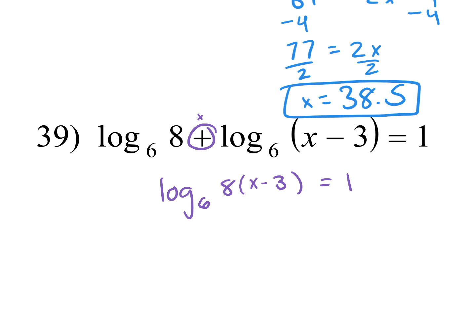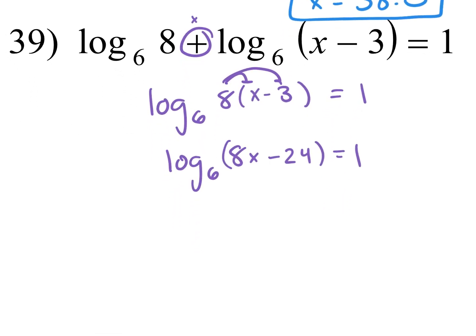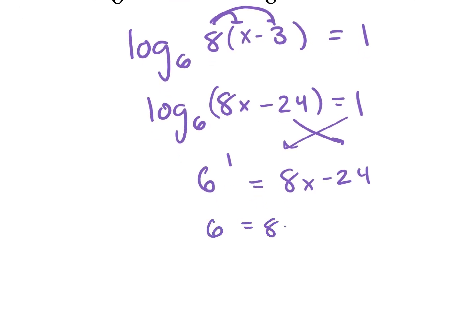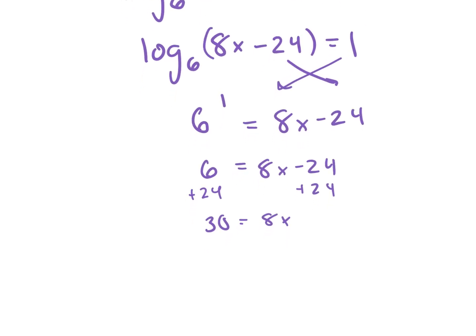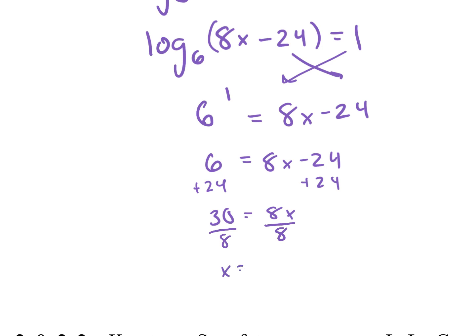What should I do next? You should distribute the 8. We can distribute the 8. So I have log base 6 of 8x minus, what's 8 times 3? 24, and that's equal to 1. And then what should I do? Put it in exponential form. So I have 6. What's my exponent? 1. So 6 to the power of 1 is equal to 8x minus 24. What's 6 to the power of 1? 6. Just 6. Then what should I do? Add the 24. So 6 plus 24 would be 30. And then what's the last step? Divide by 8. So 30 divided by 8 would be 3.75.